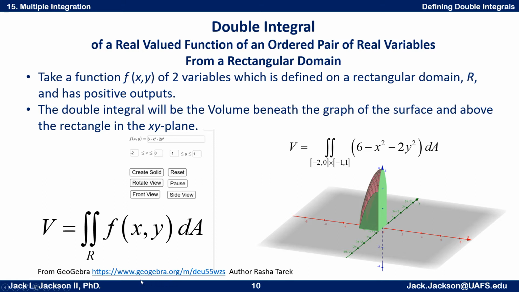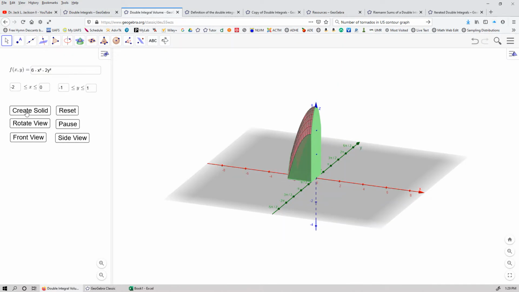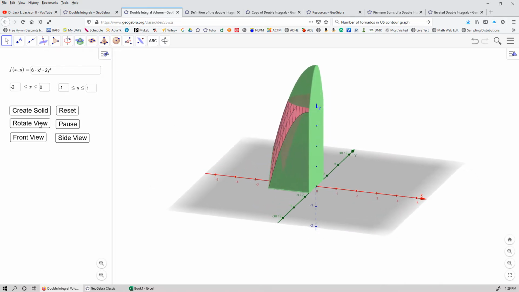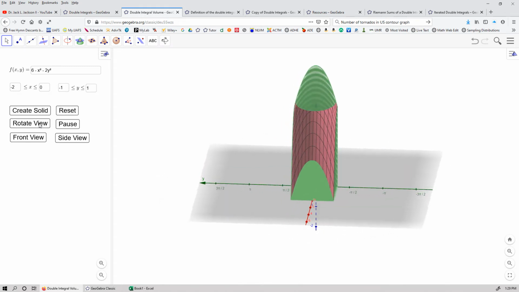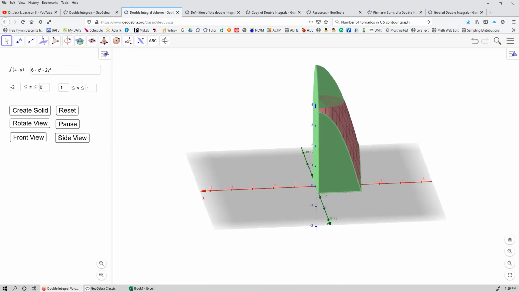So let's see if I can find that one. Here it is right here, and you can see the solid here. I'm going to recreate it here. So there's your function, and we're looking at it there. Somehow the top of that got cut off, but you can rotate that around here and kind of see what the solid looks like that we're looking at. That top should be shaded with the brown there as well.